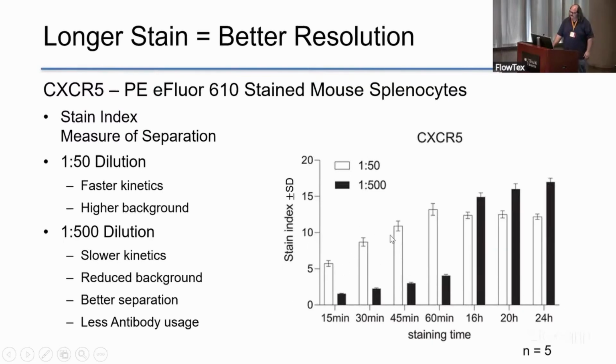As you can see, the 1:50 peaks out at about 60 minutes, like we just saw a few seconds ago. However, it doesn't actually improve much as you go further in time. Whereas when you're using the 1:500, you see better separation for a stain index. Admittedly, it's not a huge increase, from around 12 to 15, but still it is a good increase. And this is actually due to that reduced background as far as I'm concerned. Okay.